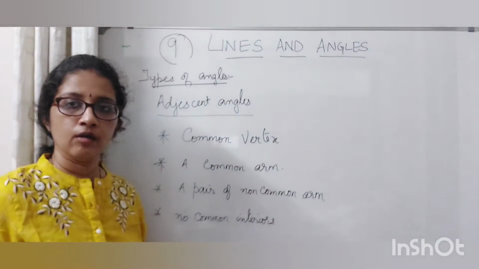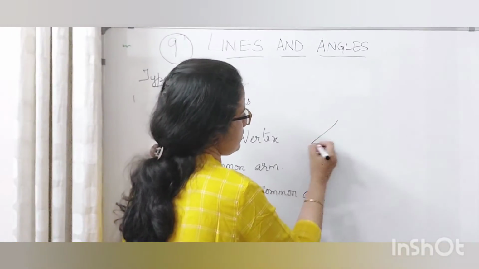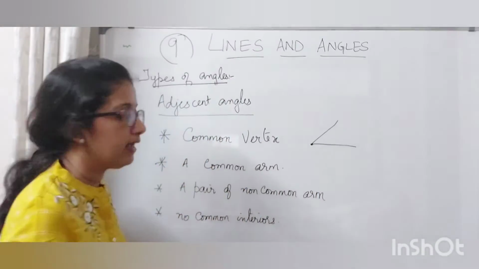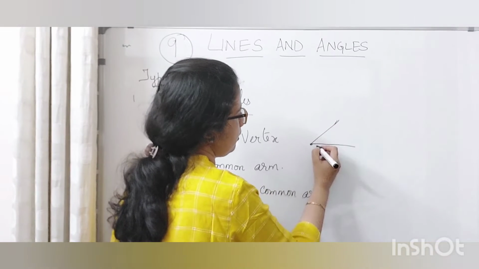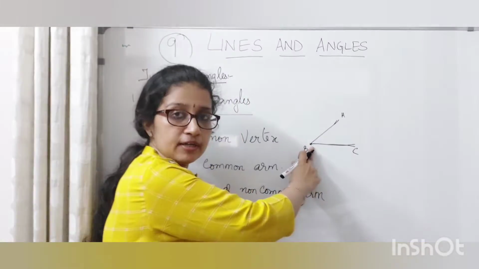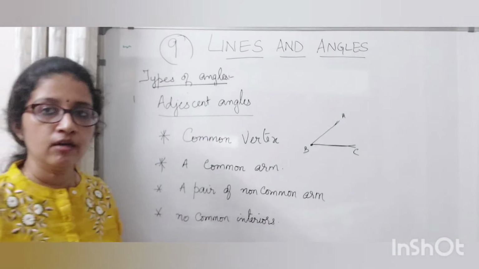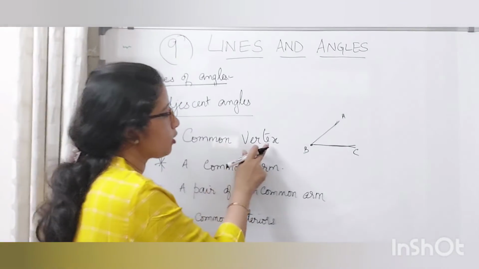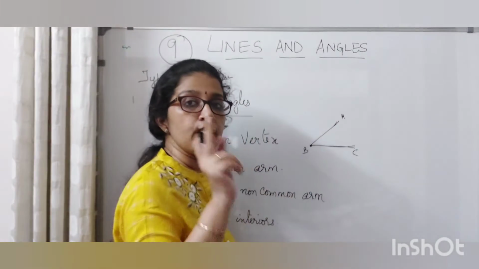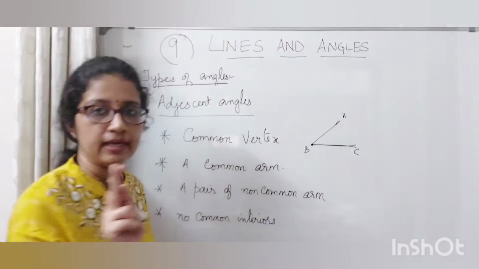Okay, so what do you mean by common vertex? What is a vertex? See, there is an angle like this. This is your vertex, and these are two arms. This is one arm and this is another arm. Let this be A, B, C. B is the vertex, and which are the arms? AB and BC are the arms of the angle. So what have they said? There should be a common vertex. So if two angles should have a common vertex, it means this vertex should be common to both the angles.